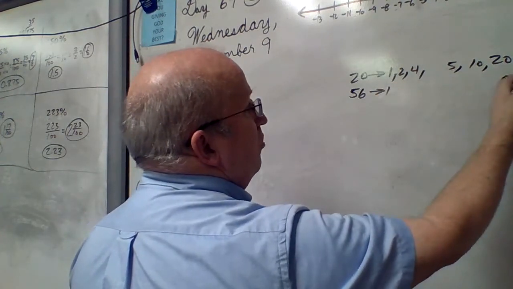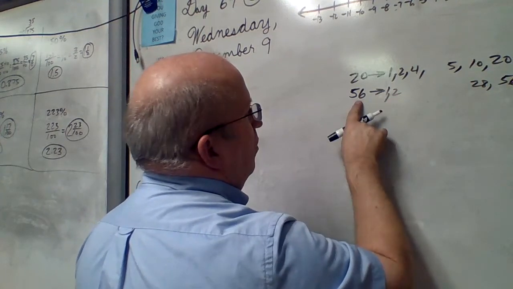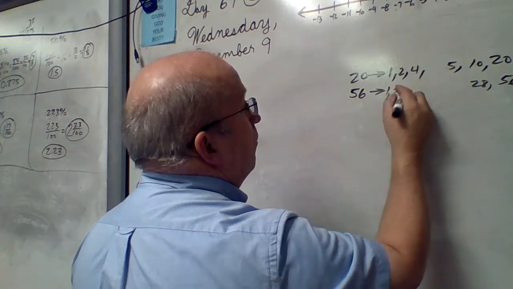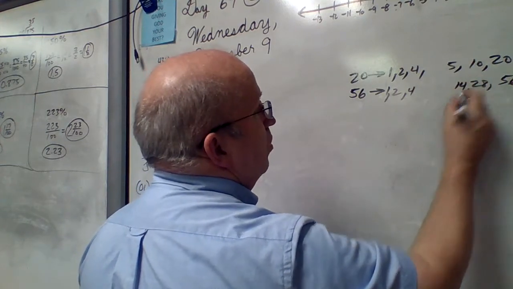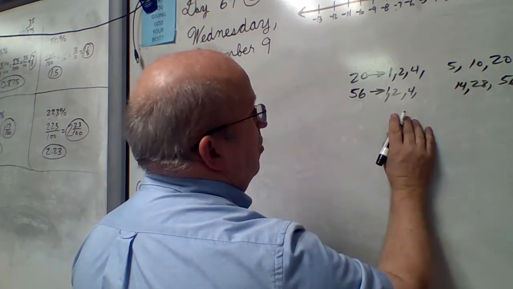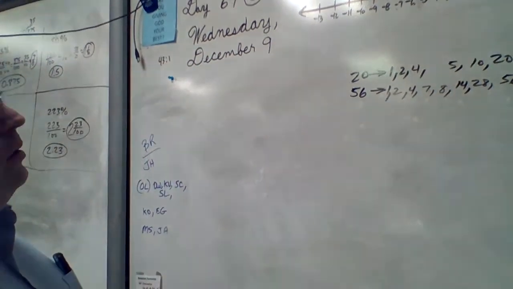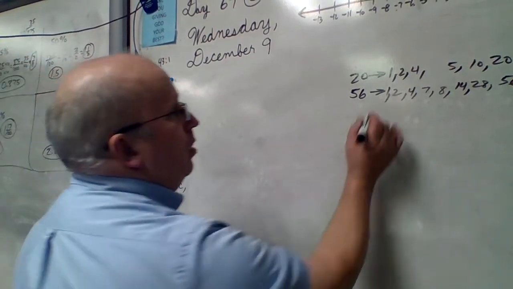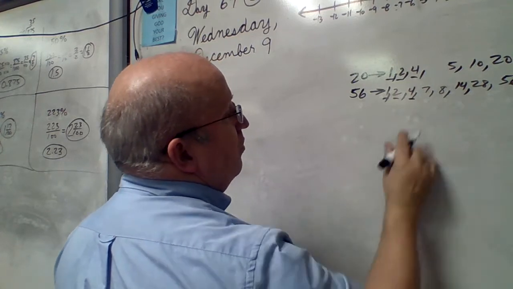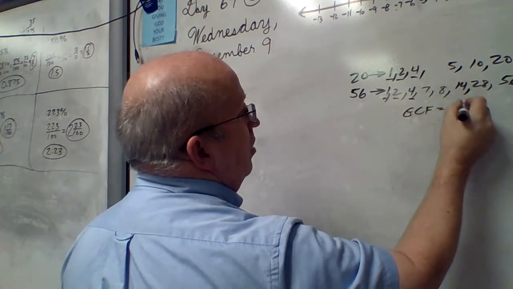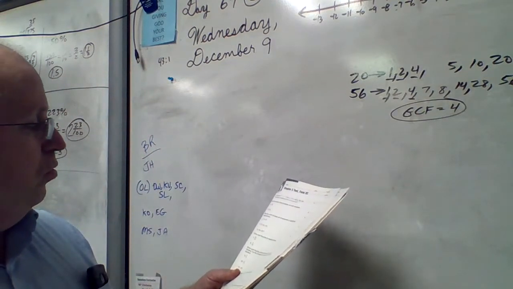1 and 56. How about 2 and 28? How about 3? Does 3 go into that? Nope. 4, does 4 go into that? Yeah, 4 does. 4 times what number goes into 56? It's 14. 4 times 14. 5 doesn't, 6 doesn't, but 7 and 8 are factors of 56. Okay. So, what are the greatest factors they have in common? The greatest factor they have in common in this particular case is the number 4. The greatest common factor of 20 and 56 is 4.